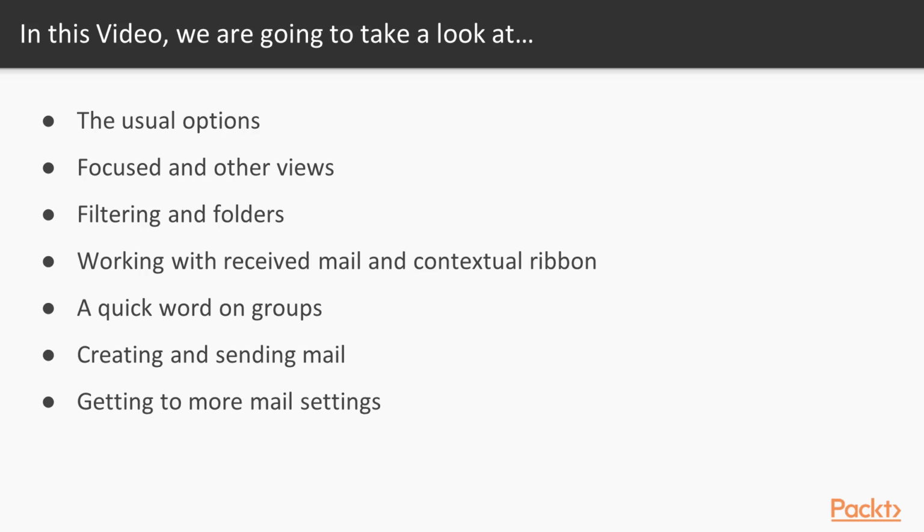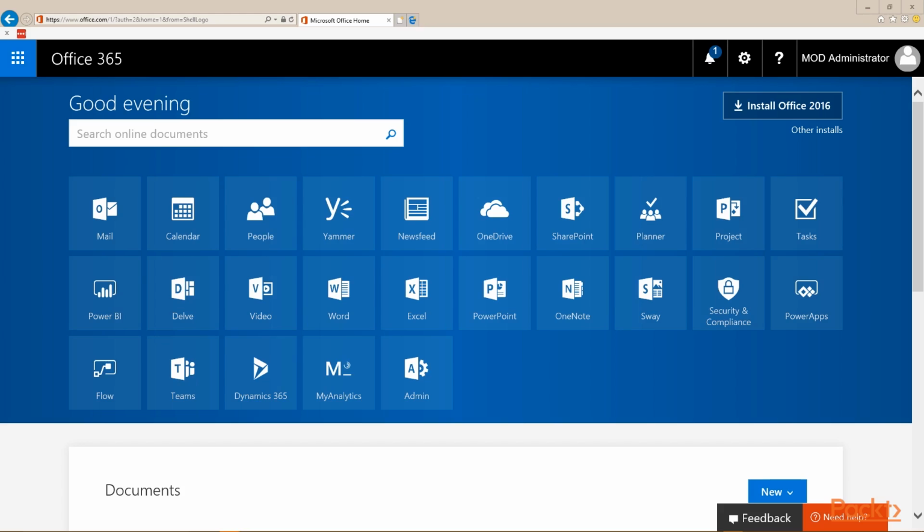So first, let's look at using your mail. And here, we're going to look at the usual options, the focus and other views, filterings and folders, working with received mail, and how you get the contextual ribbon. Then we're going to talk quickly about groups, how to create and send mail, and getting more mail settings. First, let's look at the usual options.